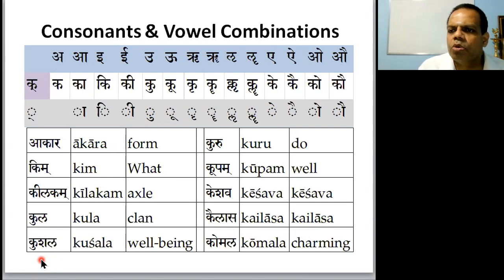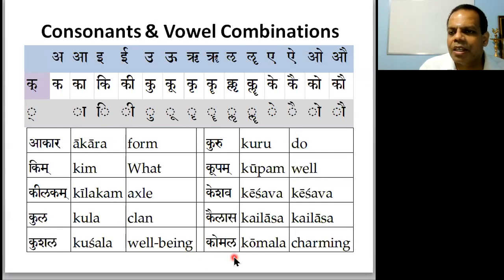Next word is Kushala. Kushala means well-being. When you talk to somebody, you will inquire about the Kushala, or the well-being, how they are. How are you means you are asking about the Kushala. Kushala.